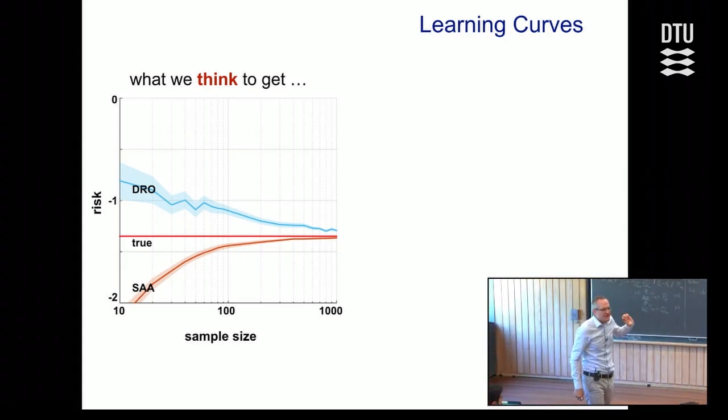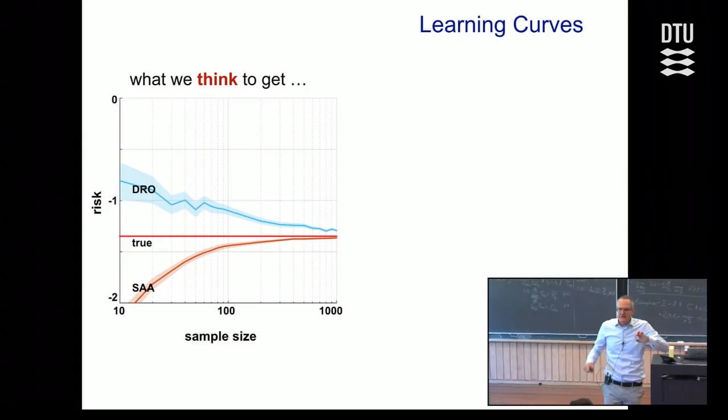So as expected, the solution of the sample average approximation problem is too optimistic. Especially if the sample size is low, it heavily underestimates the risk of the optimal portfolio. Of course, as n goes to infinity, the sample average approximation will work well and will converge to the true solution, but it will do so from below, from the optimistic side.